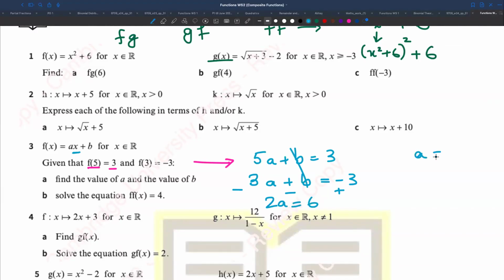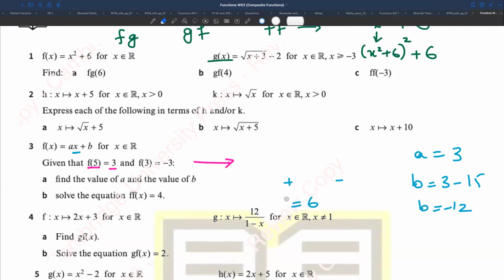A is equals to 3 has come, and if A is equals to 3, so B will be 3 minus, what will it become, minus 12, 3 minus 15, because A is 3, so B is minus 12, but you can figure this out yourselves. So my function now becomes f of x becomes 3x minus 12.